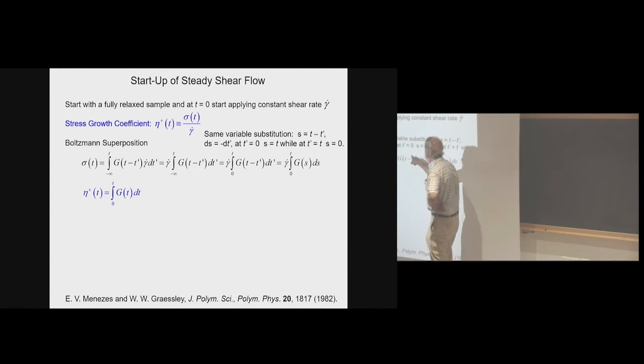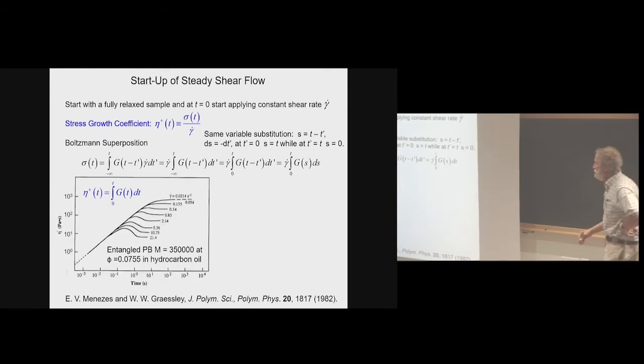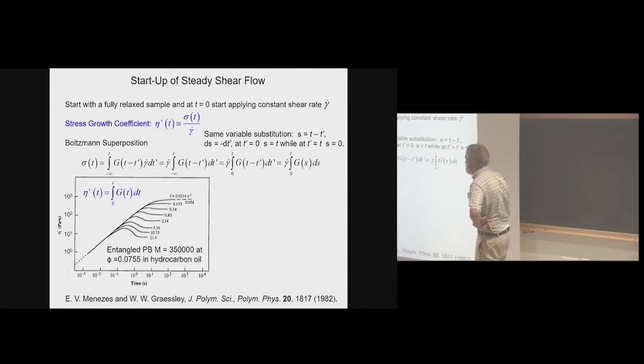But then I still have to deal with this t minus t prime, and it's exactly the same variable substitution, so I don't want to dwell on that. And we get back to g of s ds as our integral, which we may as well use t instead of s. And so it's like the zero shear viscosity integral, but it's only part of it. It's only from 0 to t, not 0 to infinity, right? So it's a piece of that full integral. And the data looks something like this. So these are beautiful data from Edgar Menendez, who was a student in Gressley's group before I was a student in Gressley's group.